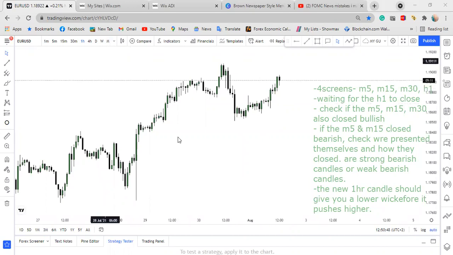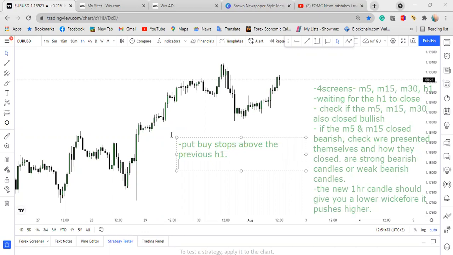So if you don't want to miss out on that trade, that's when you put your buy stops above the previous 1 hour. For some people, they would like to wait to see how this new 1 hour candle is printing. So you're waiting to see if it gives you a lower wick and if it's going to push higher to break above our previous 1 hour candle, and then you just enter your trade manually. So it all depends on how you feel and what you want to see. Those are the things that we're looking for in our trade.